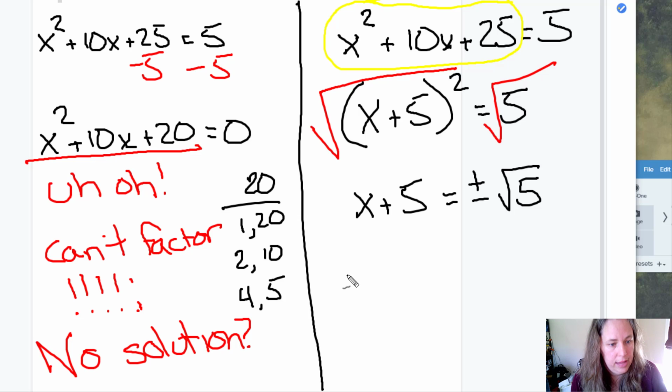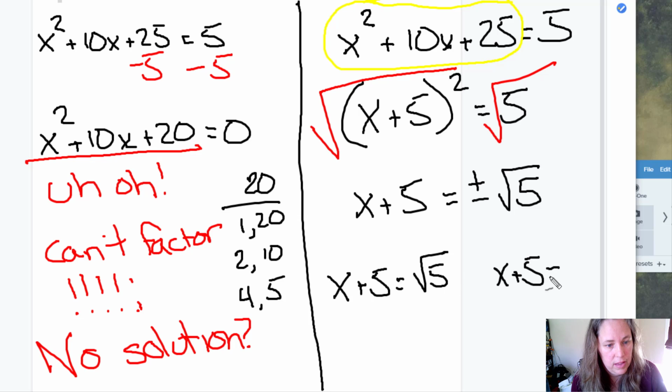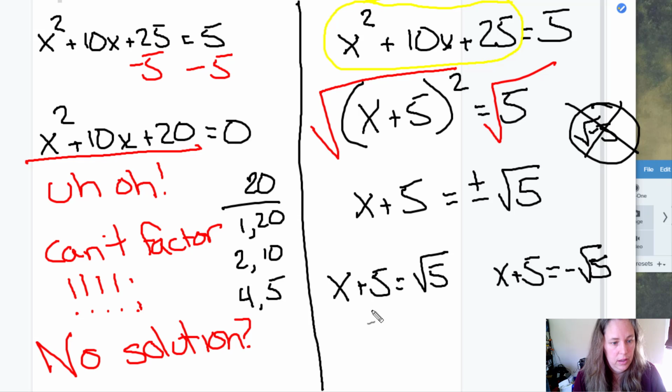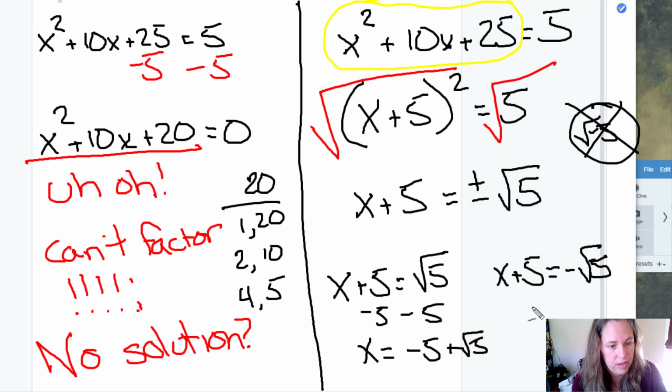So we make two cases out of that. x plus 5 equals positive square root of 5. x plus 5 equals negative square root of 5. Notice negative square root of 5 is different from square root of negative 5. We're not doing square root of negative 5. We're doing negative square root of 5. So subtract 5 here, we get x equals negative 5 plus the square root of 5. Subtract 5 here, and we get x equals negative 5 minus the square root of 5.